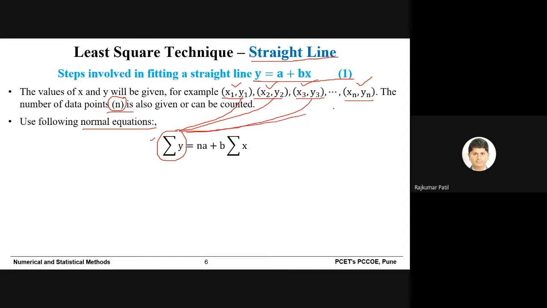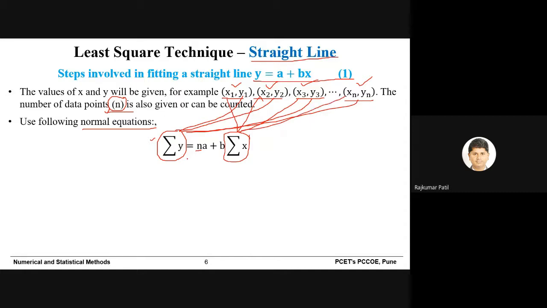Similarly, n is either given in the problem, or you just count the number of data points, and that will be the value of n. Again, summation x means you need to take the sum of all the given values of x, and that will become your summation x.